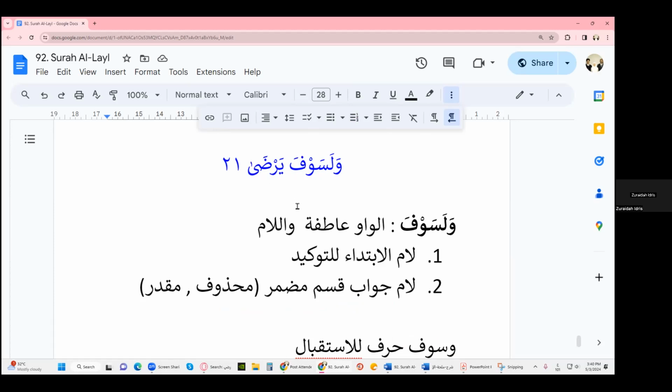Yarda is the jawab qasam. Yes, that's what I'm saying. So this one is an obvious thing. Once this indicates where the jawab is, that means yarda is the jawab qasam. So how do we say that? The Lam Jawab Qasam doesn't have the word indicate in it somewhere.